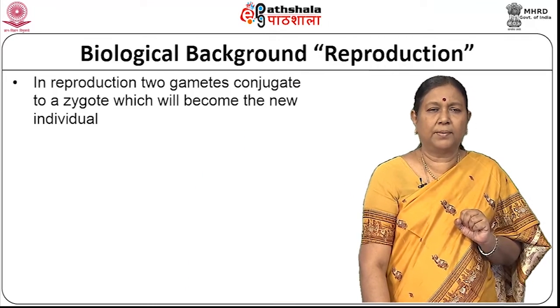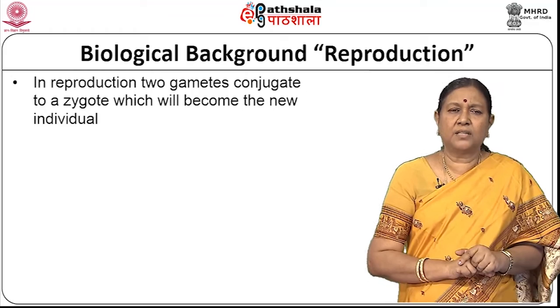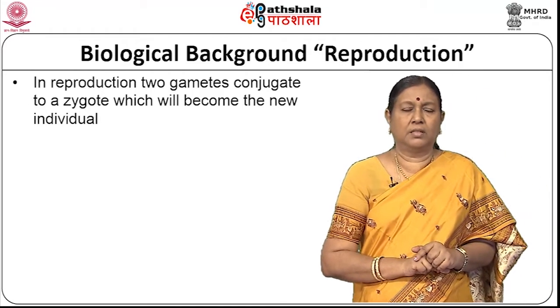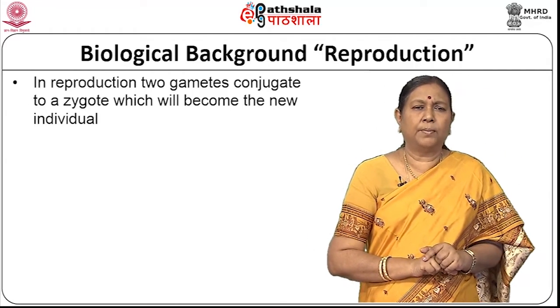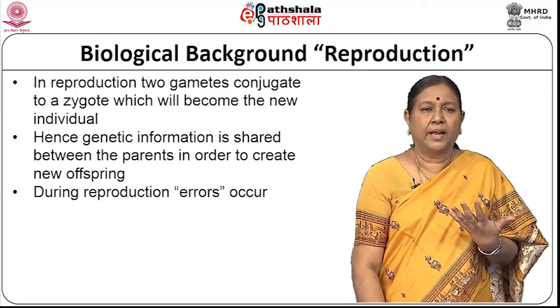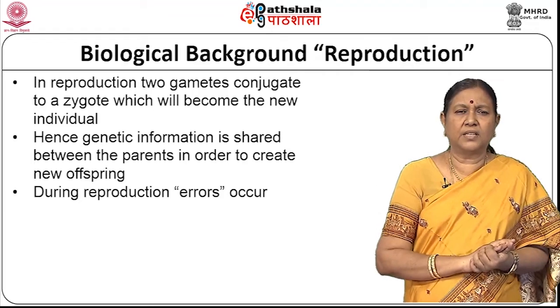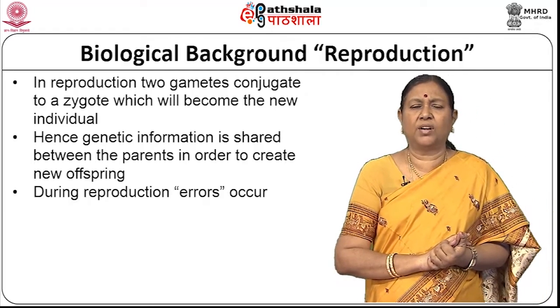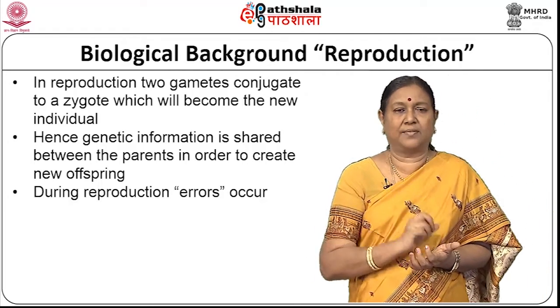So, let us go back to reproduction. In reproduction, two gametes conjugate into a zygote, which will become the new individual. So, this is how genetic reproduction occurs, and hence genetic information is shared between the parents in order to create a new offspring. This is the basis that we are going to use.